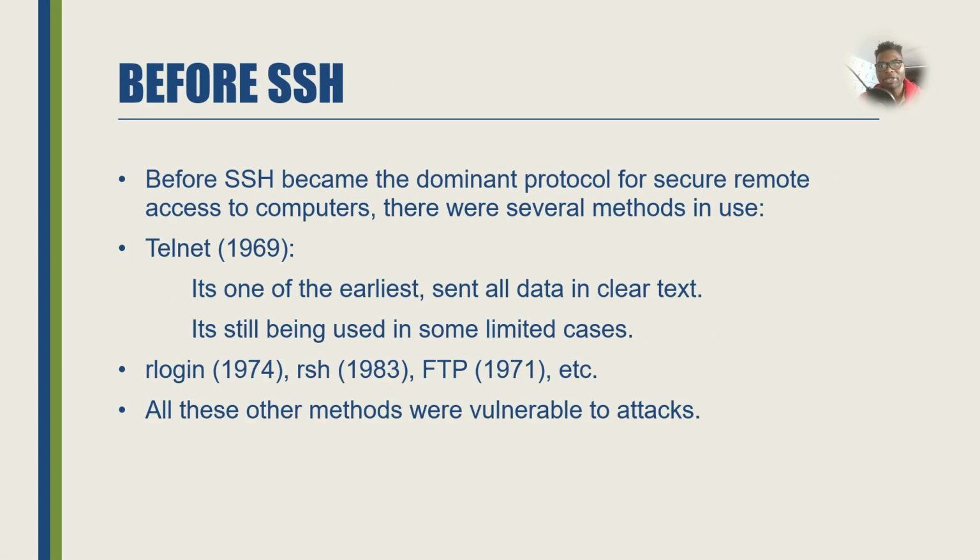Before SSH became the dominant protocol for secure remote access to computers, there were several other technologies being used. One is Telnet, from 1969, one of the earliest. The downside of this technology was that it sent all data in clear text, which you don't want to do over the internet, because there are a lot of people prying on your information. There was RLogin, there was RSH, FTP, etc., and all these methods were vulnerable to attacks, hence the introduction of SSH.